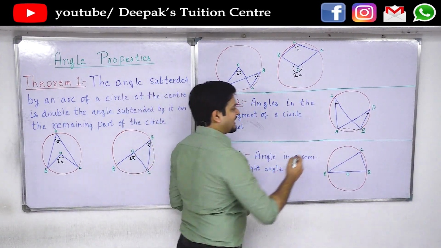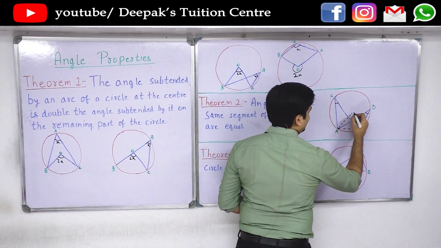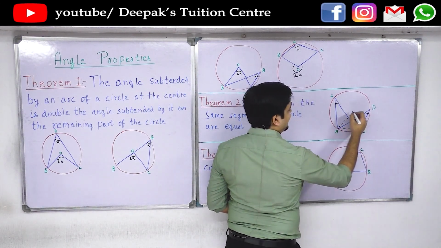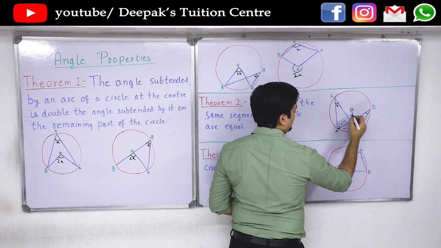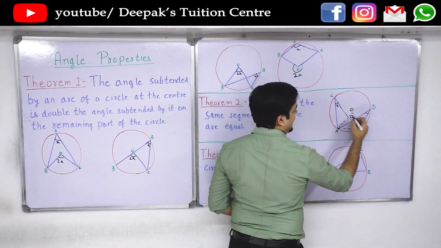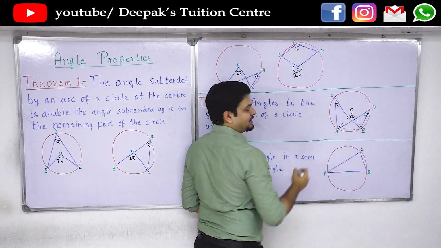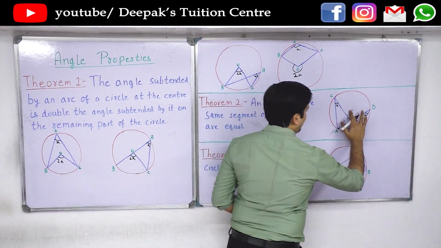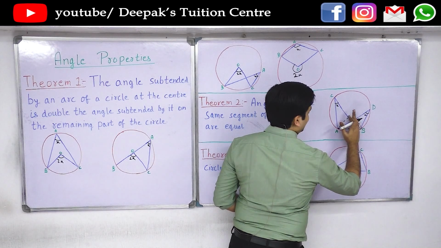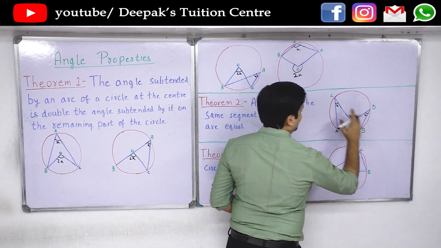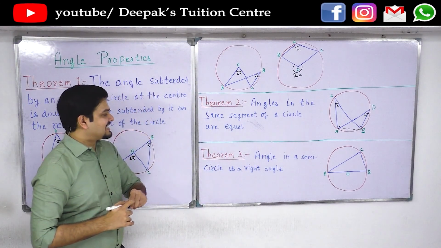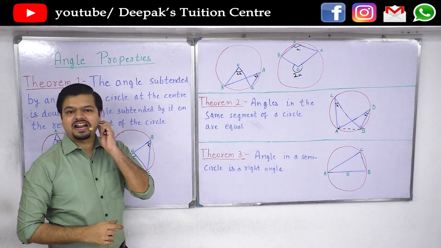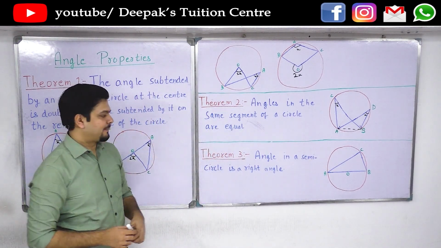Why are they equal? It is very easy, because if I draw a center here, O, and this is x, then this will be 2x using theorem 1. And if this is 2x, this will be x, again using theorem 1. So if I remove the center and do not consider it, then I can see that these angles are the same. The statement is very short: angles in the same segment of a circle are equal.